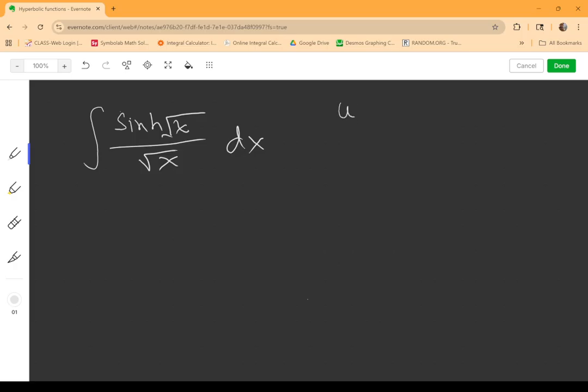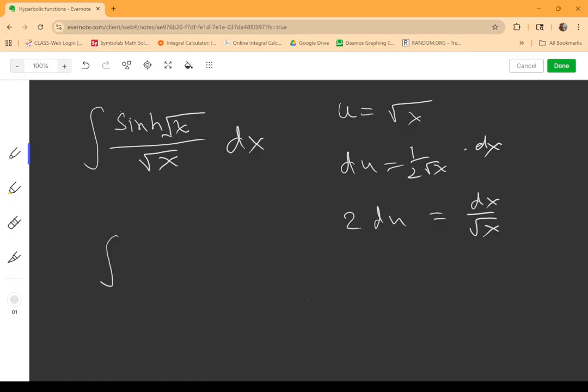Right, so once I've identified that, I want to say, all right, let u equal the square root of x. Right, and then du is equal to 1 over 2 root x times dx. Right, now I see the dx over root x out here. I don't see the 1/2, so multiply both sides by 2, and we get dx over root x. All right, and now I'm able to substitute. Here we have the integral of the hyperbolic sine of u, and then dx over root x is replaced by 2 du.